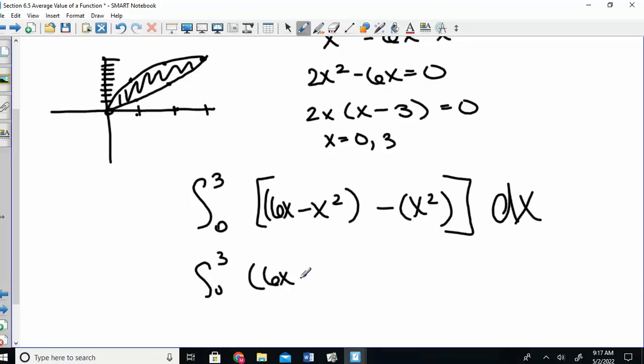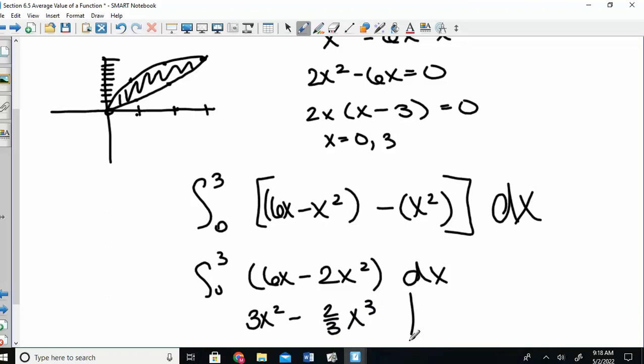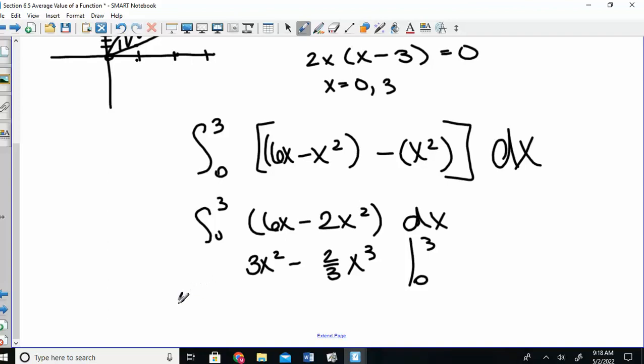So that's 6x minus 2x squared. Okay, antiderivative of 6x, 3x squared, minus 2/3 x cubed. And if we plug that in, okay, 3 cubed is 27, divided by 3 is 9, times 2 is 18. And we get 9.